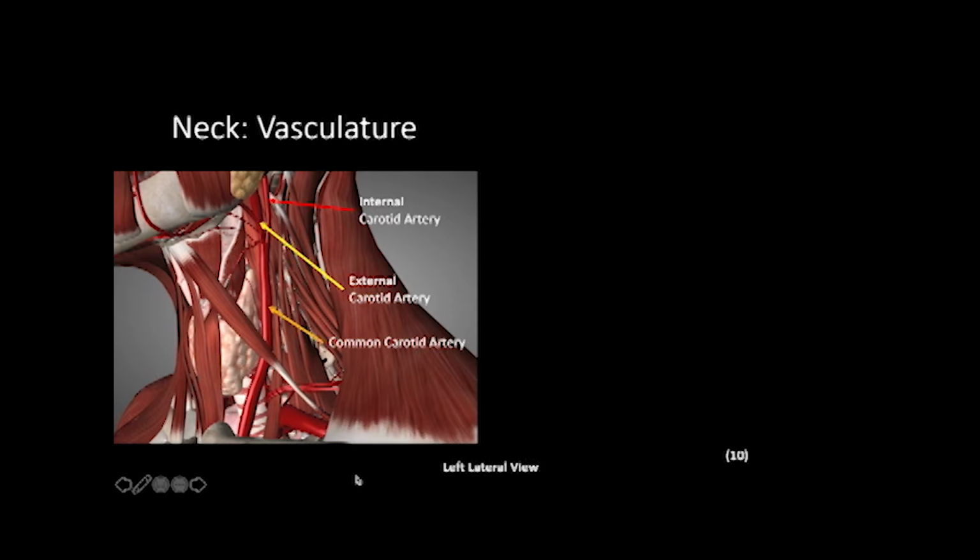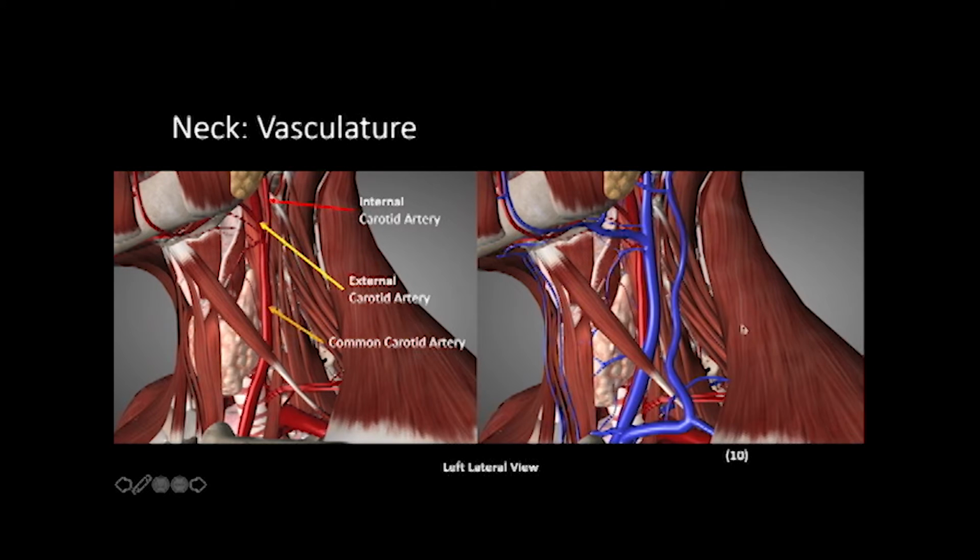Now to vasculature. This is the arteries of the neck. We have the common carotid artery, which splits off into the external carotid and the internal carotid. Then if we look at the veins, we have one main vein that we're going to talk about, which is the internal jugular vein. There's also an external, but the internal jugular takes a majority of the blood from the head and neck and brings it back down to the heart.